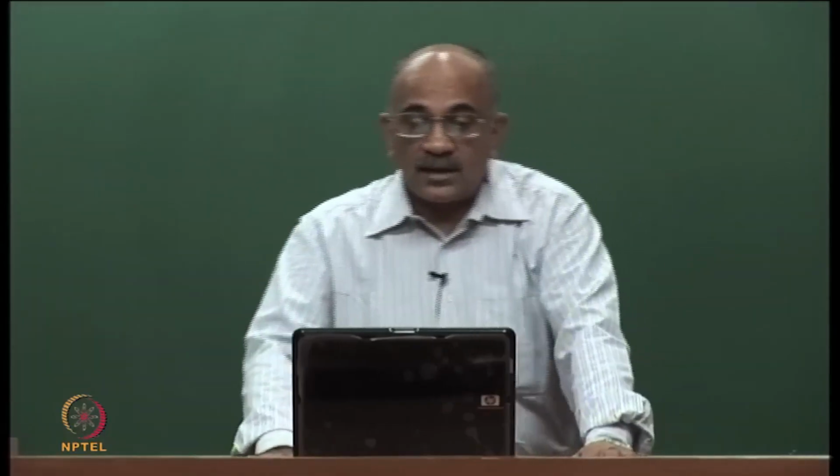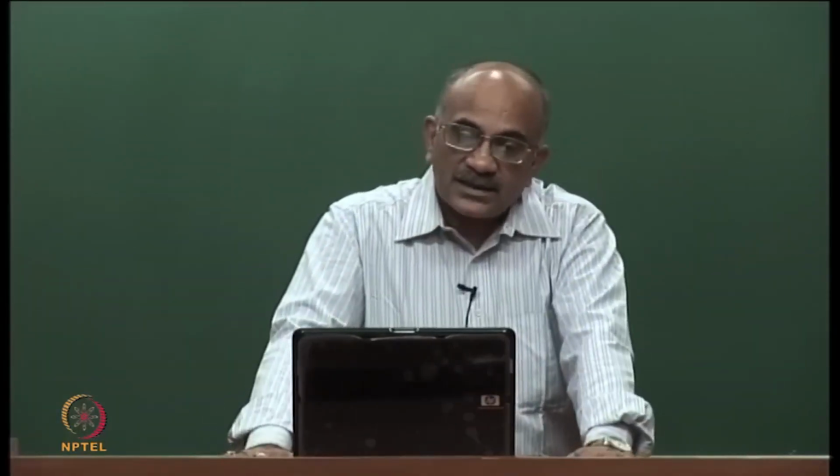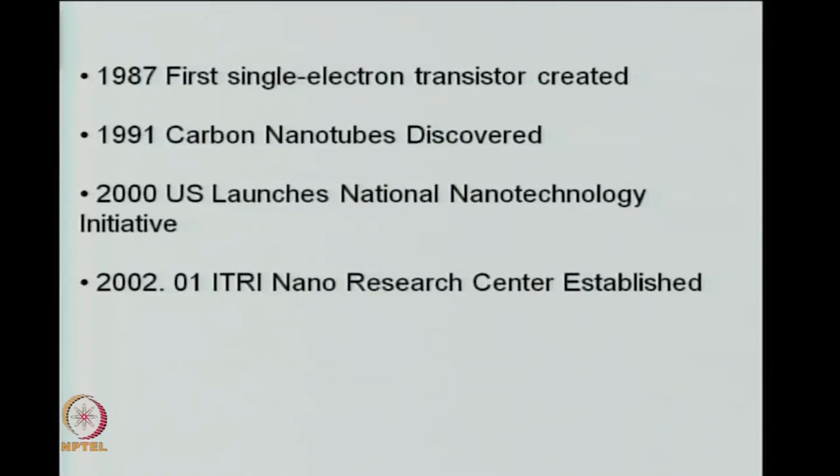There were several other discoveries around that time. In 1987, the first single electron transistor was created. In 1991, carbon nanotubes were discovered. These are tubes made up only of carbon atoms. The carbon atoms are arranged as hexagons and pentagons, and these tubes have a diameter of around 3 to 10, 15 nanometers. These carbon nanotubes were later found to be very important for several applications.